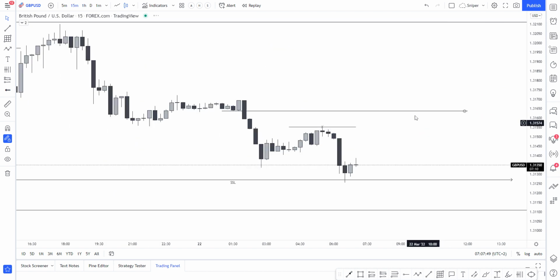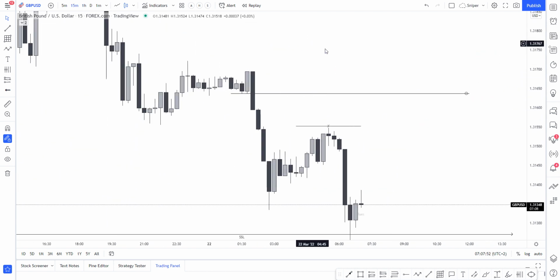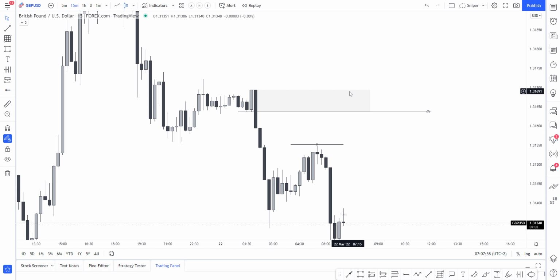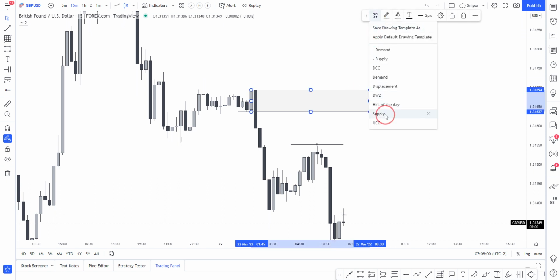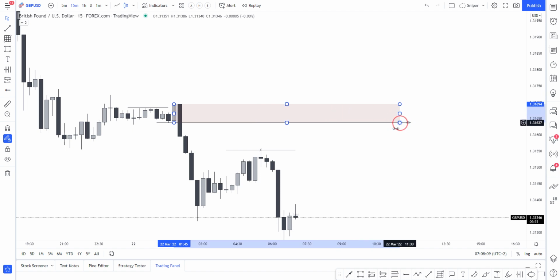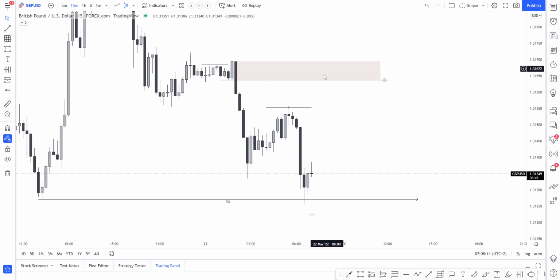But let's have a look at the 50-minute. The 50-minute supports that idea. We have a really nice supply area over here, full body candle, a clean leg towards the downside. This supply candle also broke structure towards the upside, stripped the liquidity above those highs. So this for me is a very nice key area. I would definitely be keen on looking for sells from this area.